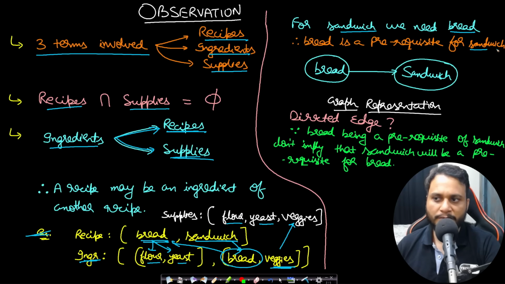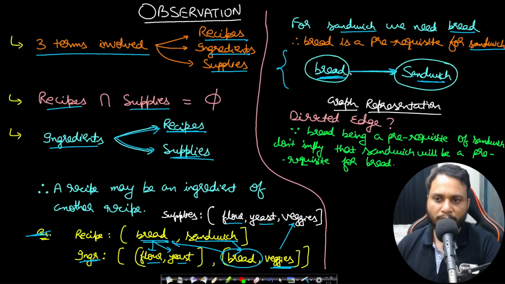So for a sandwich, we need bread. Therefore, the bread is a prerequisite for sandwich, and so a good way to represent this will be to make two items, bread and sandwich, and create a dependency arrow from bread to sandwich, saying that bread should be made first before making sandwich. So this is kind of a dependency graph. It is easy to understand dependencies in the form of a graph.